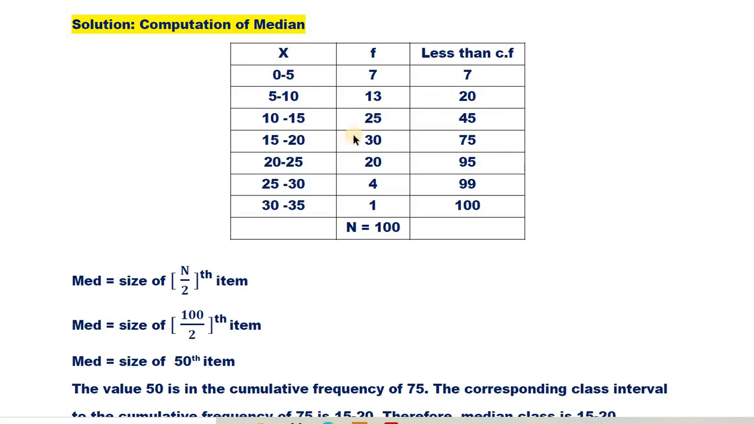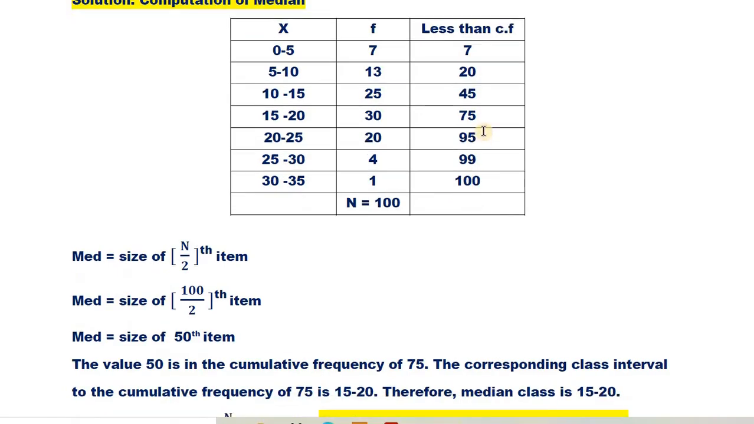7 plus 13 is 20. 20 plus 25 is 45. 45 plus 30, 75. 75 plus 20, 95. 95 plus 4, 99. And 99 plus 1 is 100. This is how you have to get the cumulative frequency. That is, go on adding the simple frequency to the cumulative frequency of the previous class interval. That is how we have got 100 here as the cumulative frequency.